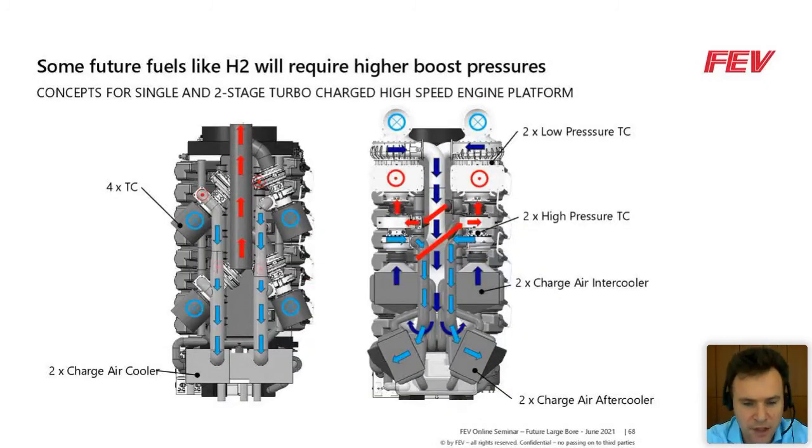Okay, another point that we discussed before is the need for boosting. We know that today most of the high speed engines, especially for marine, are turbocharged with one stage because it's a compact solution, and some of them are also sequentially driven. Here, for example, we see a 20V engine with four single stage turbochargers. But due to the high demand of boosting in future, especially in the direction of hydrogen, we would need some two-stage possibilities on the engine.